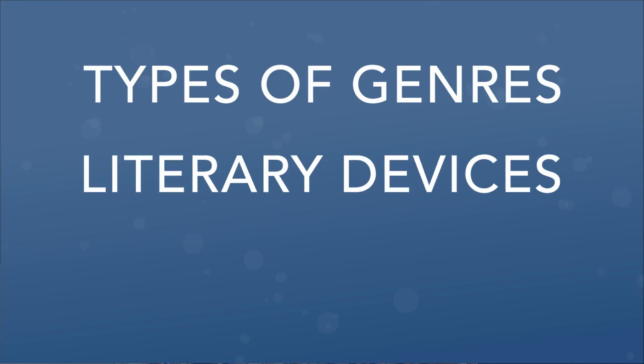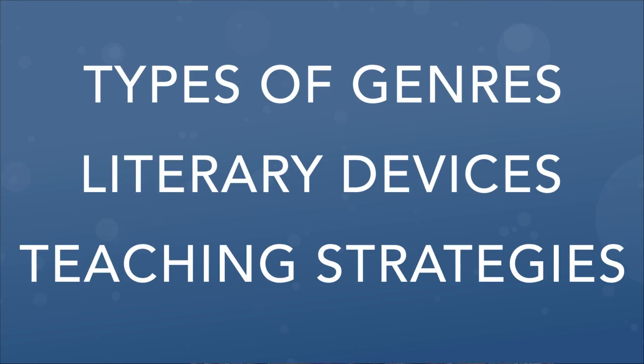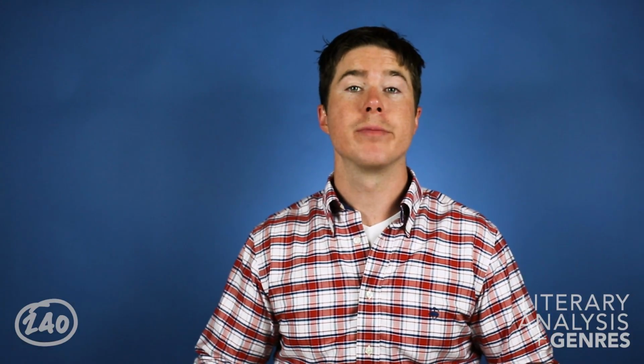And there are 3 big concepts that you need to know: types of genres, literary devices, and teaching strategies. Now, types of genres is very simple. It's just knowing what kind of books are out there. By the different kinds of books, you've got science fiction, fiction, nonfiction, and then within nonfiction, you've got biographies or historical narrative. There are just a lot of different genres, and you need to know at a high level what they are and what separates them.